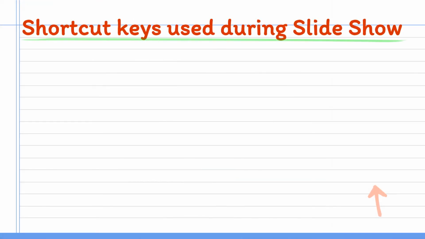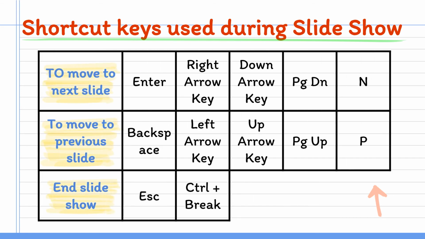Next, we will learn the various shortcut keys that can be used during the slideshow. Various keys can be helpful to move from one slide to the next slide or to move from one slide to the previous slide during the slideshow. To move to the next slide, we can use Enter, right arrow key, down arrow key, page down key or End key. You can use any one of them to move to the next slide.